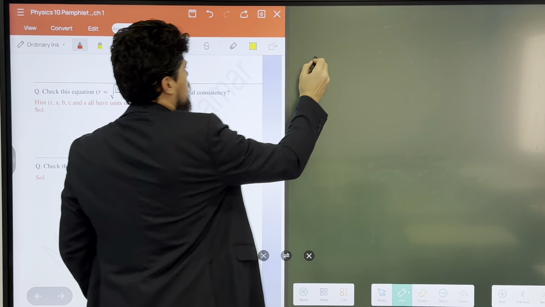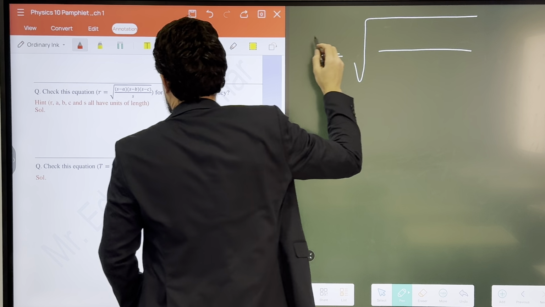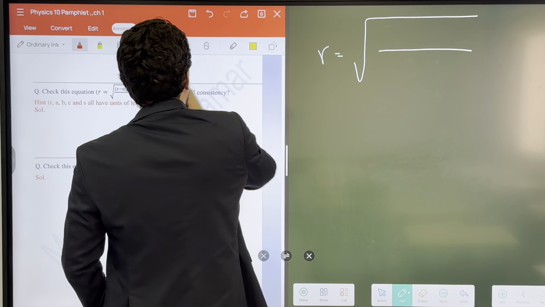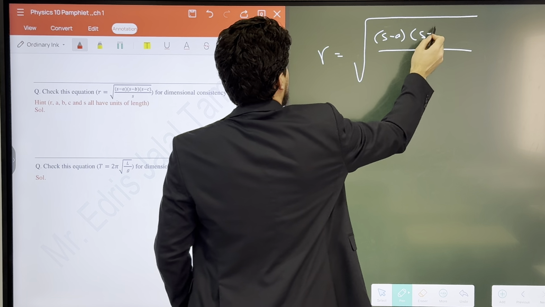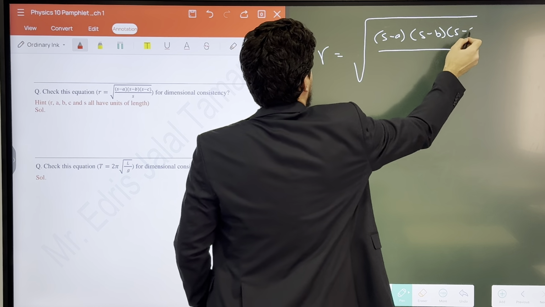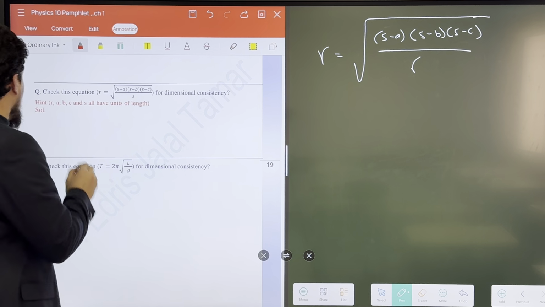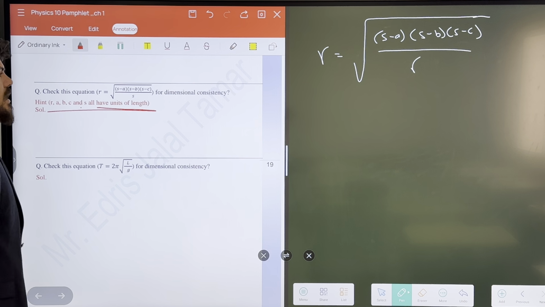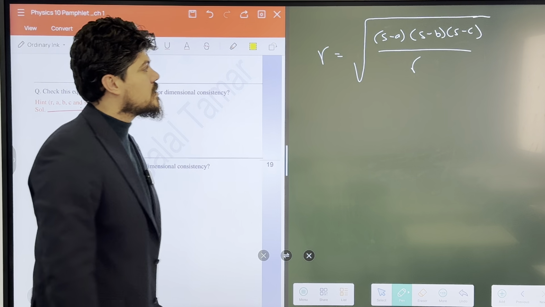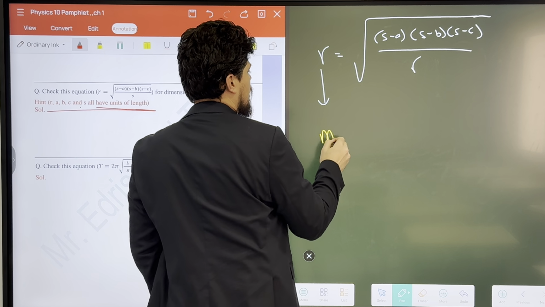R is equal to what? Look, R is equal to what? This is the question of chapter review. S minus A, S minus B, S minus C, over R. R, A, B, C, and S all have units of length. All they have the same units. Okay? Write down the SI unit of R is meter.